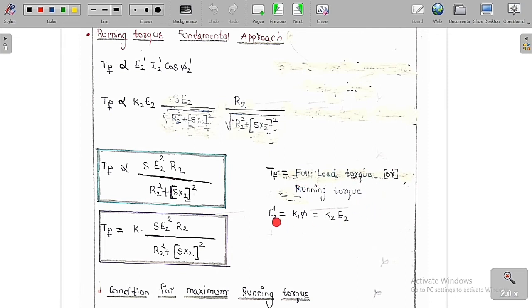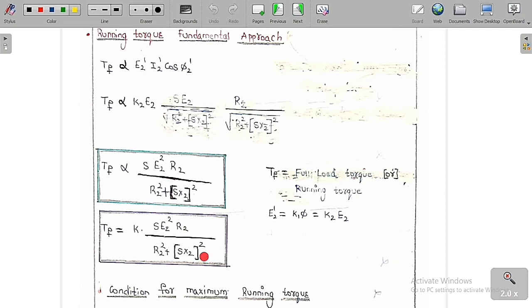So always E2 dash is equal to K1 into phi, which is equal to K2 into E2. So therefore E2 dash is nothing but K1 into phi, which we can write as K2 into E2, because whenever the flux increases, E2 dash, the EMF induced in the rotor, increases. Or simply we can also write it is equal to K2 into E2. That is the reason I have substituted E2 dash with K2 into E2.